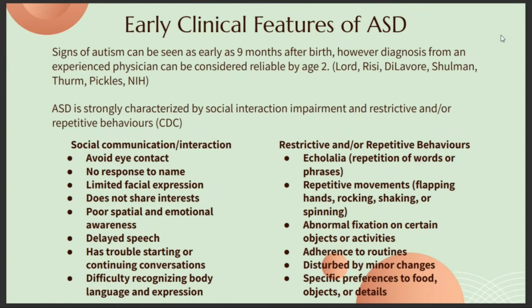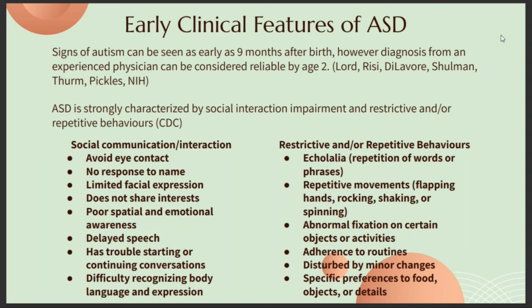So what are the early features? The signs of autism can be seen as early as 9 months after birth. However, diagnostic evaluation and further modalities have led to the conclusion that by 18 months of age a diagnosis can be established, from the most severe cases, which is a real autism child, to the mild cases, which include the spectrum disorder. The spectrum is strongly characterized by two features.